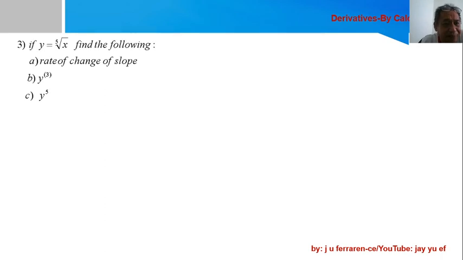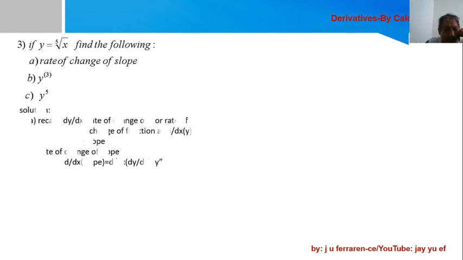Now, my third and last example is this one. We are required to solve for 3 items, A, B, C, and my given function is only this. Rate of change of the slope, that is the second derivative of the function. dy dx is the rate of change of the function because it is y that is being differentiated, and dy dx means slope. So the rate of change of slope is actually the second derivative of the function because it is the first derivative subjected to differentiation.